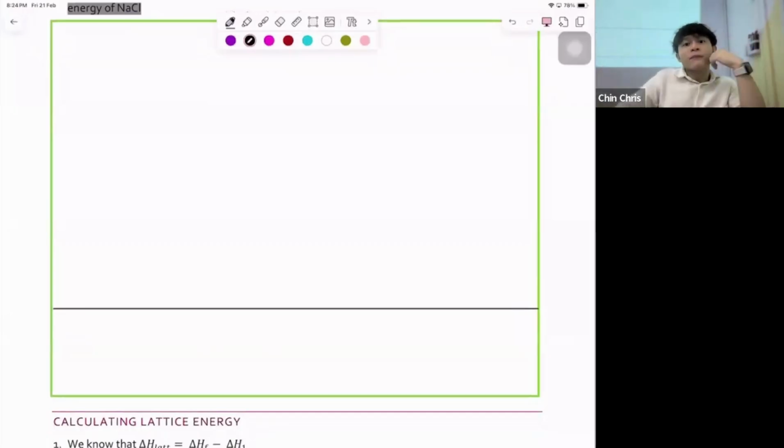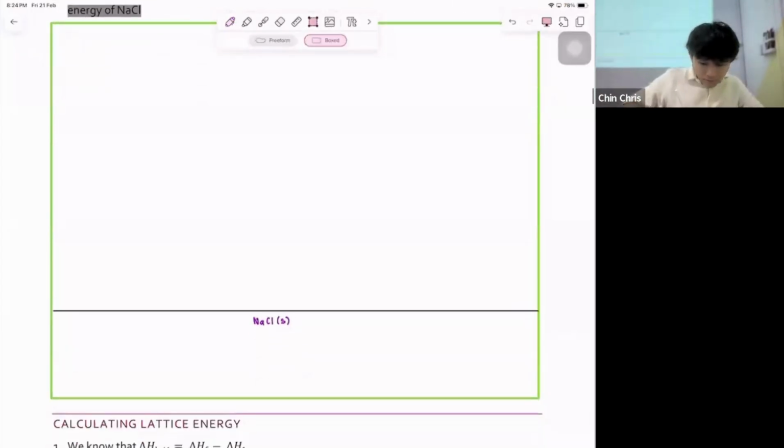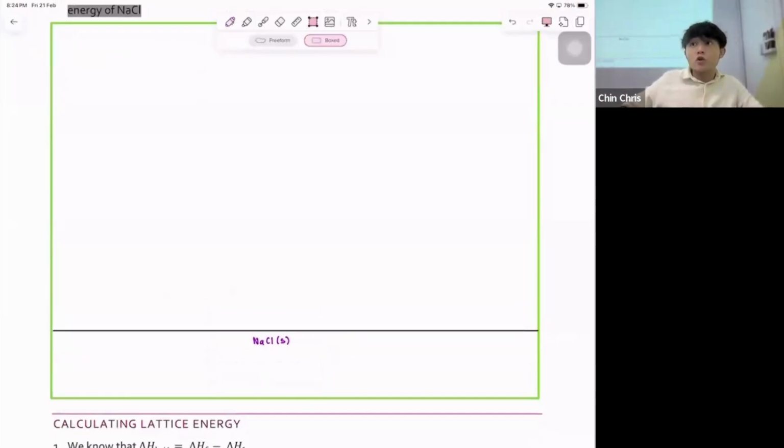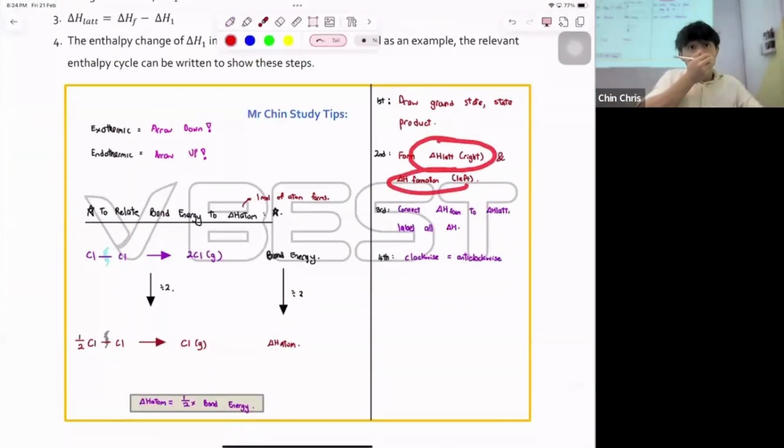Alright, guys, first, I want you guys to draw a baseline. Draw a line at the bottom and label your product. What are we forming? Sodium chloride. That's your first step, guys. I'll slowly guide you on drawing your Born-Haber cycle. Alright, guys, after drawing your ground state, second step, please form lattice energy on the right, formation on the left.